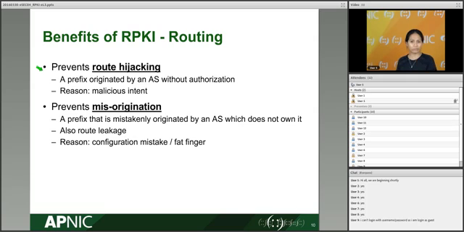Why? When you have the resource and you know that it's coming from the right source, you can prevent these two things. You can prevent route hijacking. In route hijacking, a prefix is announced or originated by someone else. Let's say you have your own IP address block, but for some reason, someone on the internet announced that IP address block. This has happened before. This is continuously happening. The reasons may vary though. If it's malicious in intent, it's called route hijacking. They did it on purpose.